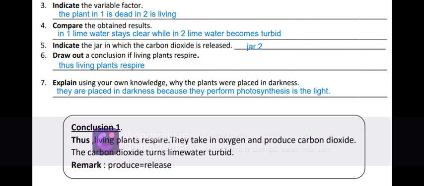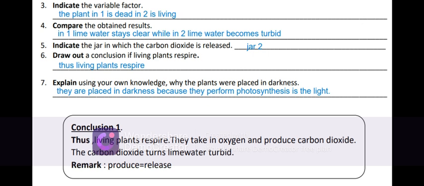Now compare the results. Results, yani what did I obtain after 2 hours? So in 1, lime water stays clear, while, we have to use while to compare, in 2, lime water becomes turbid. Now, we said that when lime water is turbid, this means there's carbon dioxide. So in which jar is there carbon dioxide? Of course, in the jar where the lime water becomes turbid, so it's jar 2. Draw out a conclusion: do plants respire? Thus, living plants respire. Why? Because they release CO2 as we see in experiment 2.